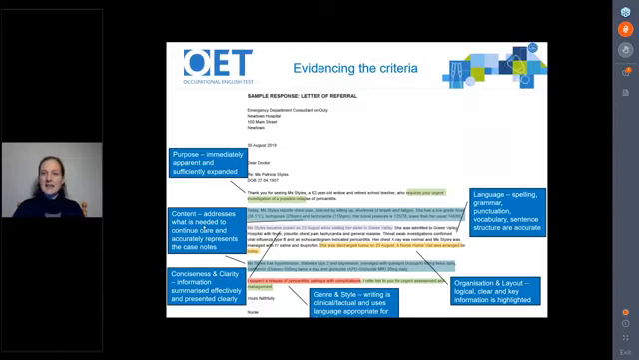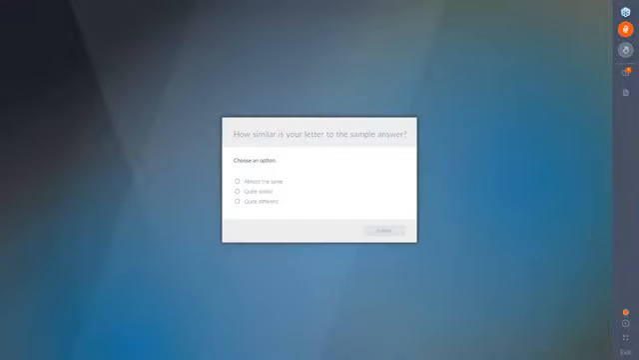So I'm going to ask another poll question to you now. And this one is asking, how similar is your letter to the sample answer that I've been sharing with you on the screen? So there are 3 options for you to choose from: almost the same, quite similar, or quite different. Just give you a few seconds to choose your answer option from those 3.